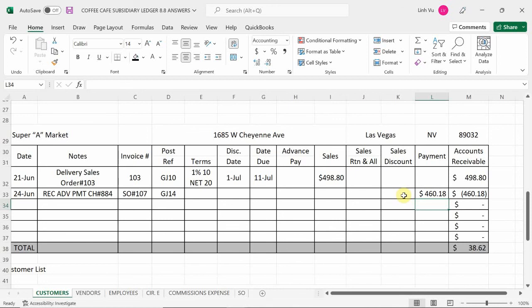But is it true that now Super A Market only owes me $38.62? No, because they will still owe us the balance of the invoice. Correct. So how do we fix this?